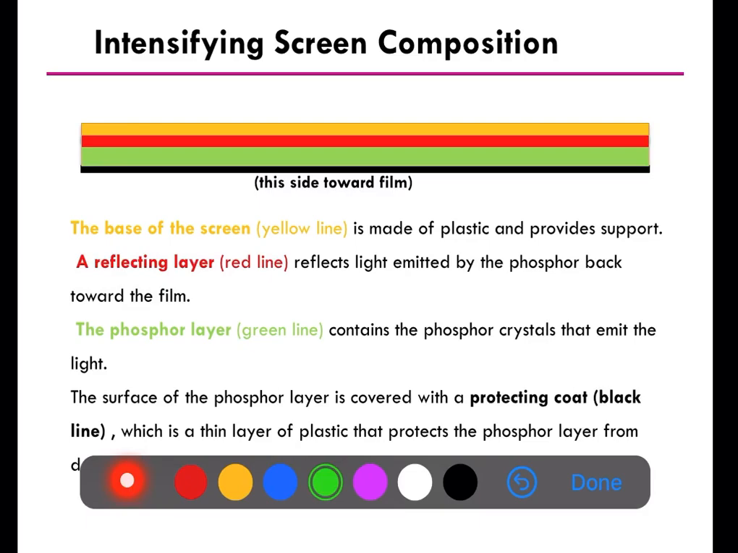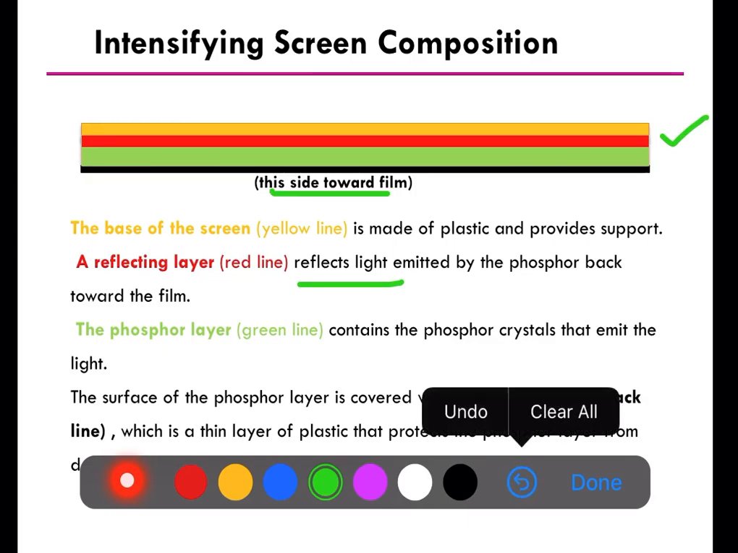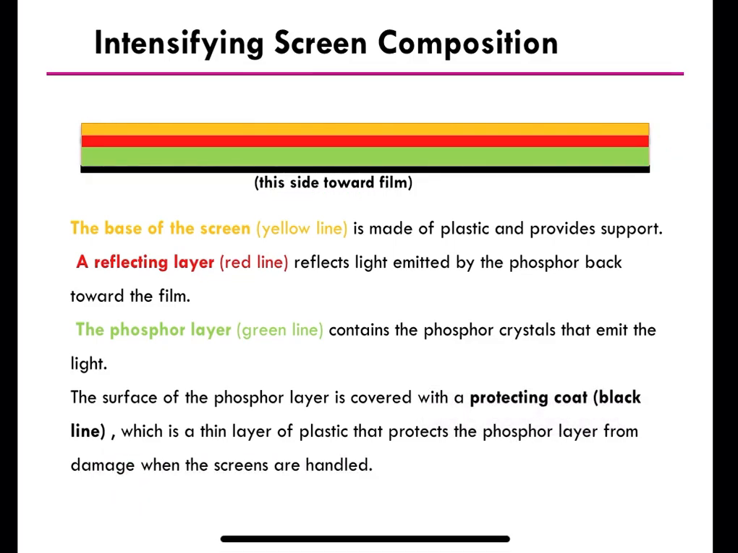The base, you can see the yellow line, is made up of plastic and it provides good support. The next one, the reflecting layer, reflects the light which is emitted by the phosphor back towards the film. This side is towards the film. The phosphor layer, the green line, consists of phosphor crystals which emit light whenever they are struck by the photons. The last one is the protecting coat, the black line, which is a thin layer of plastic which protects the phosphor layer from being damaged whenever the screens are handled.